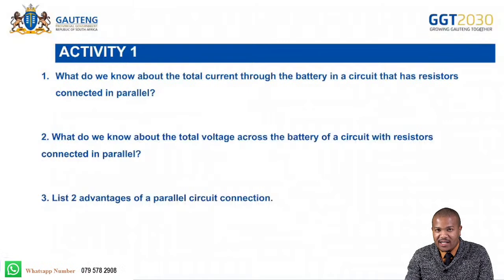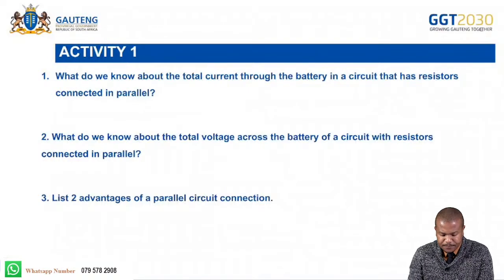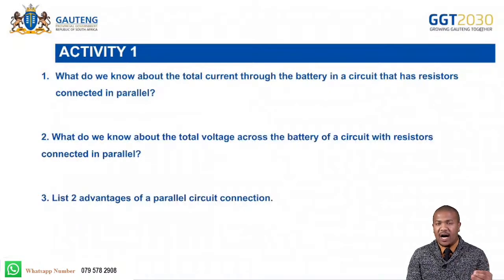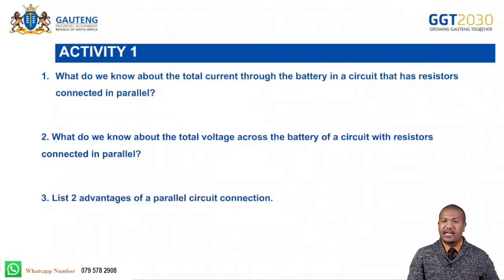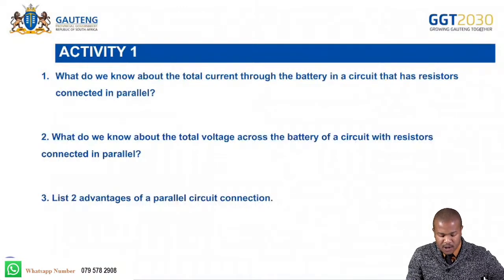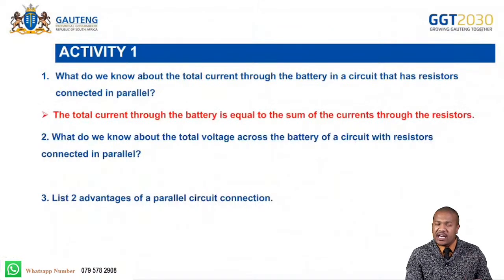Welcome back, grade 9s. Now we are going to look at the solutions together. Right. Number 1 says, what do we know about the total current through the battery in a circuit that has the resistors connected in parallel? Right? So the answer is that the total current through the battery is equal to the sum of the currents through the resistors.